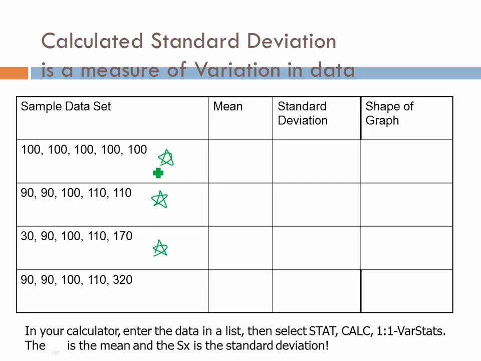Is this for which one? The middle one, so 90, 90, 100, 110, 110. Found the mean was 100, that makes sense. And the standard deviation S of X is 10.